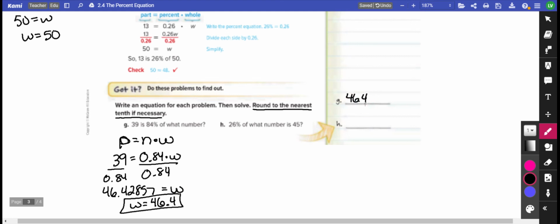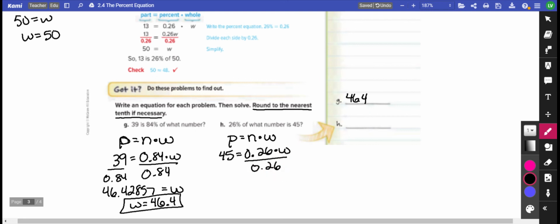46.4. So let's try letter H. 26% of what number is 45? Again, we're solving for the whole. So part equals the percent times the whole. Our part is 45. Our percent is 0.26. Oh, 0.26, not 0.62. 0.26 times our whole, which is unknown.